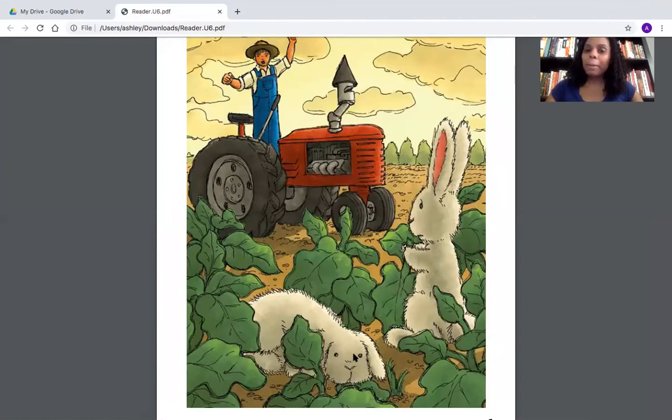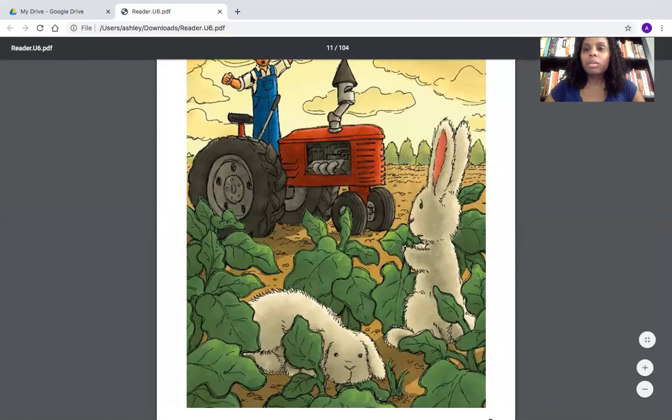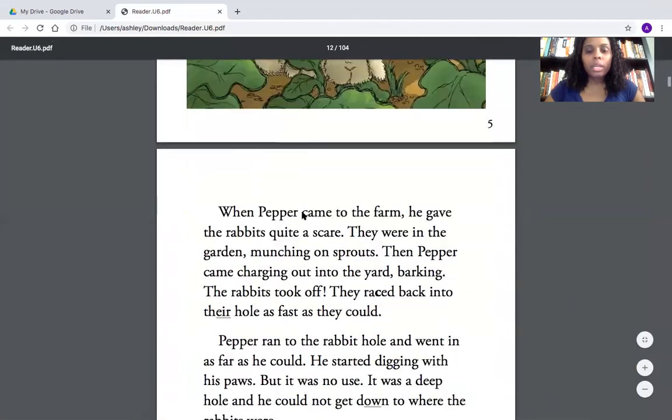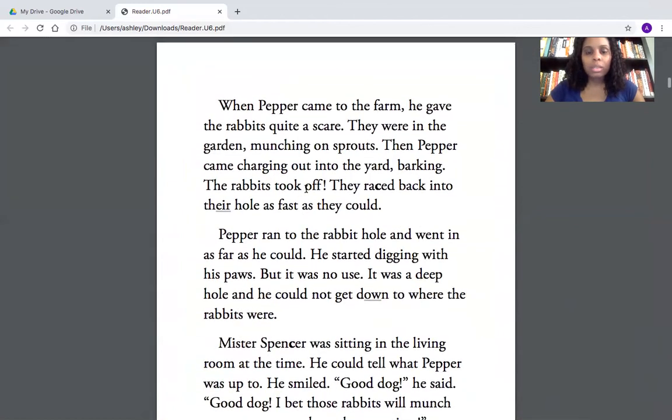Just in case you don't remember what the story was about, there was a farmer named Mr. Spencer, and he used his farm to grow food, and he sold his food to make money, and he had a little problem. And his problem was that these rabbits that you see in the picture kept coming into his garden and eating all of his crops, and then he couldn't harvest them and sell them. So he does not really like that. He's upset about what the rabbits are doing. So we're going to keep reading and see what happens next in the story.